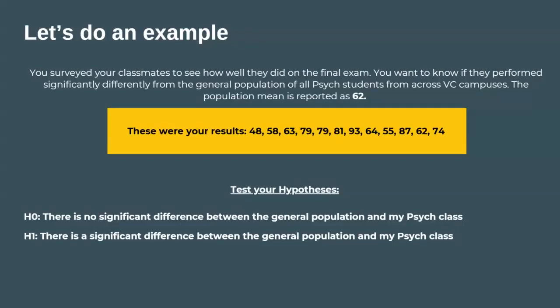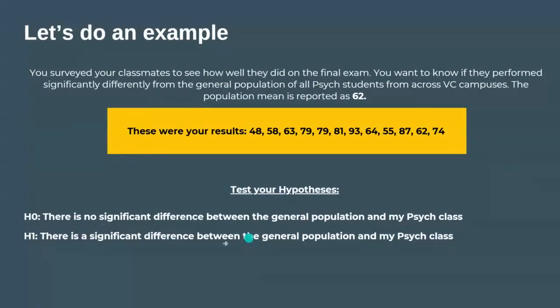Conversely, it could be worded negatively. You could want to know if they performed worse than the general population of PSYC students, and that is also a one-tailed hypothesis. So always just ask yourself, is there a direction here? Is it specific, or am I just asking if there is a difference?